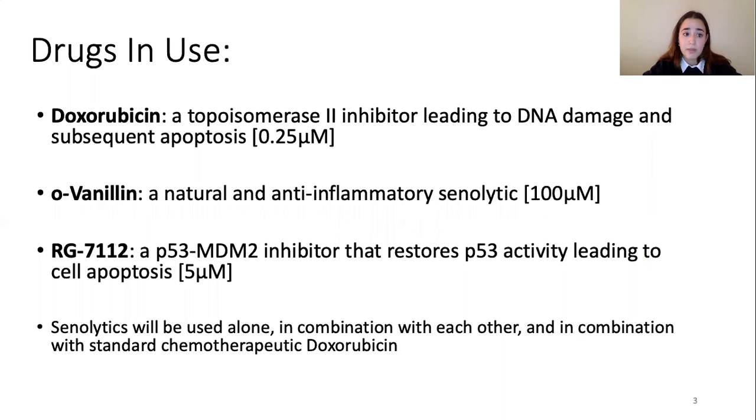Drugs that we will be using. So doxorubicin, a standard chemotherapeutic, is a topoisomerase II inhibitor that leads to DNA damage and then apoptosis. The two senolytics we will be using are ovanillin and RG7112. Ovanillin is a natural anti-inflammatory senolytic, whereas RG7112 is a p53 MDM2 inhibitor. These drugs will be used alone and in combination with each other.